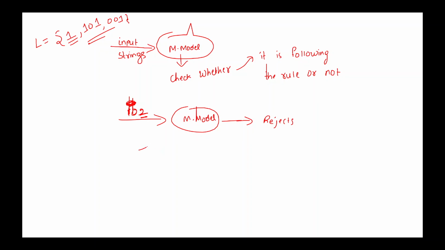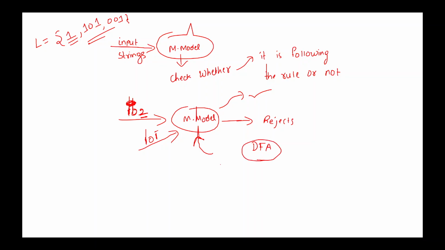But if the same mathematical model receives an input like 101, do you think it will accept? Of course it will, because the string is ending with 1, and that's what we have developed the mathematical model for. We want strings which end with 1, right? So now to develop such a mathematical model, the first model which we are going to learn is Deterministic Finite Automata, that is DFA. So I hope you got the basic understanding of what DFA does.